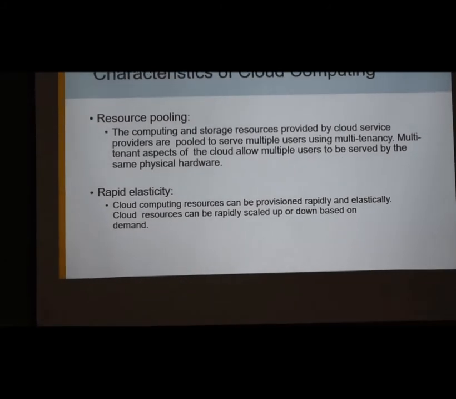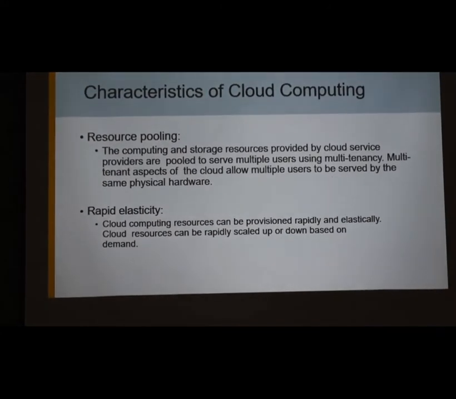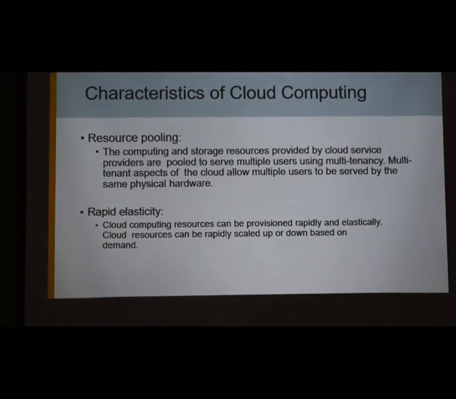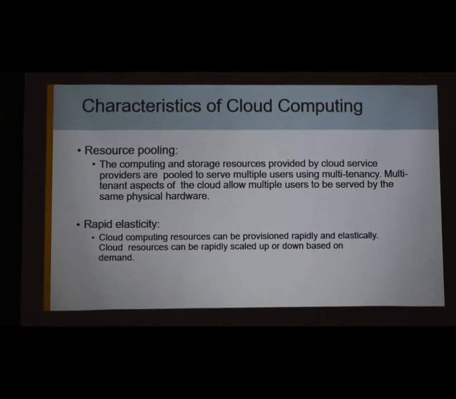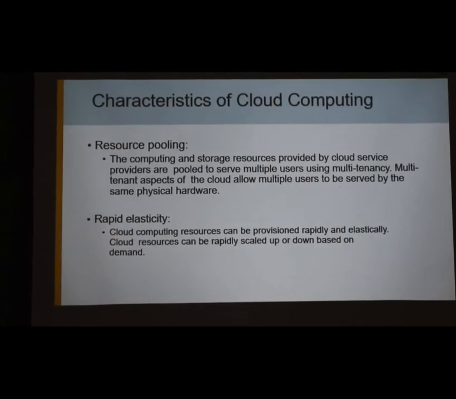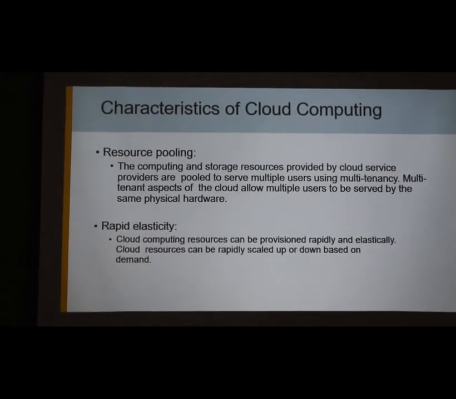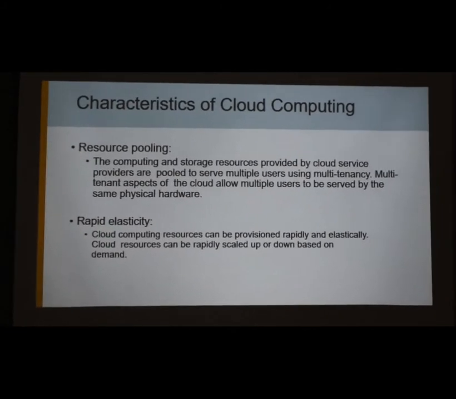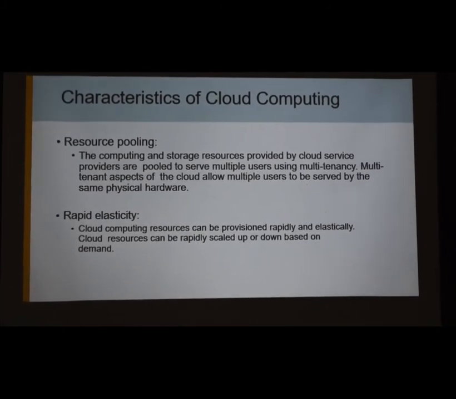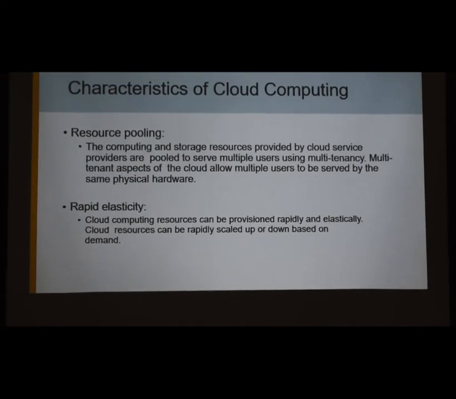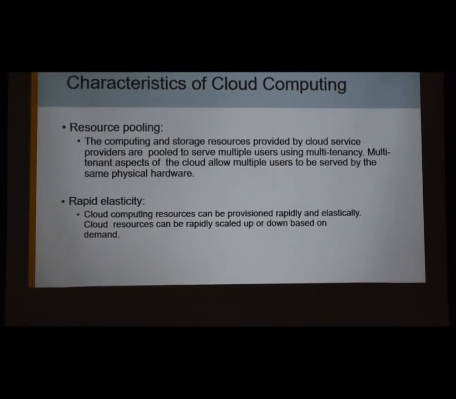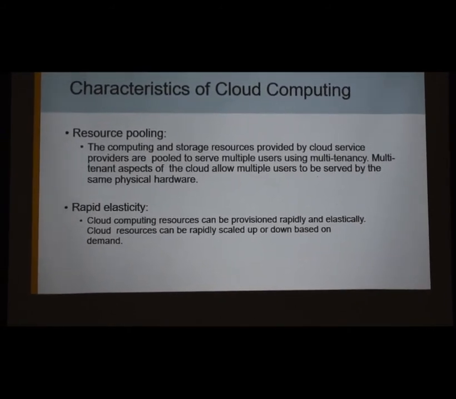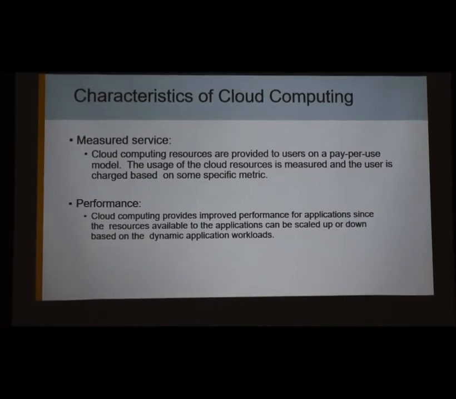Next one is rapid elasticity. Rapid elasticity is one of the very important characteristics of cloud computing, because cloud computing resources can be provisioned rapidly and elastically. The cloud's resources can be rapidly scaled up or down based on demand. When used for scaling in rapid elasticity, it falls into two types: one is called horizontal, another is vertical scaling. That will be discussed later.